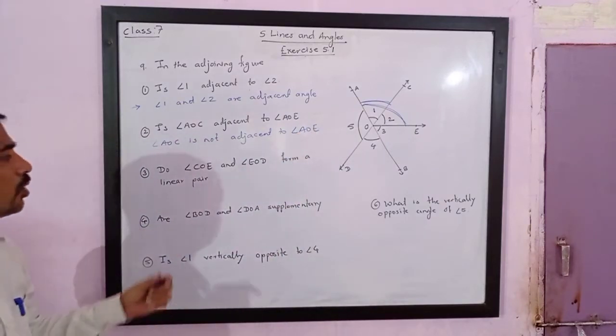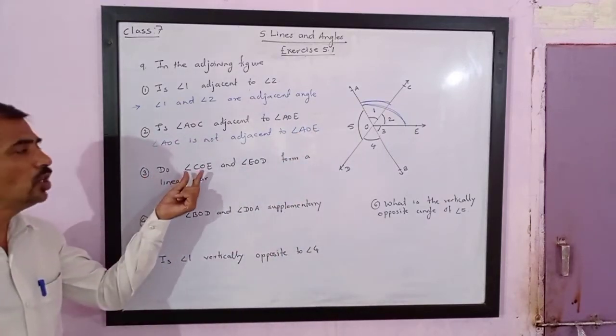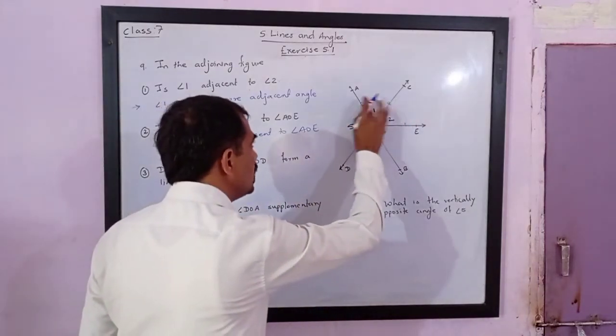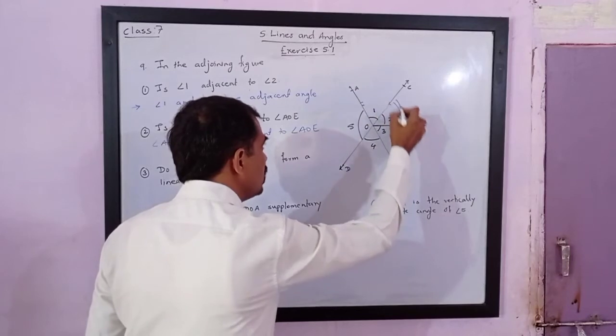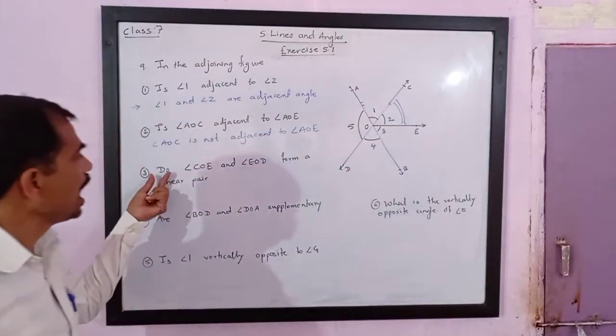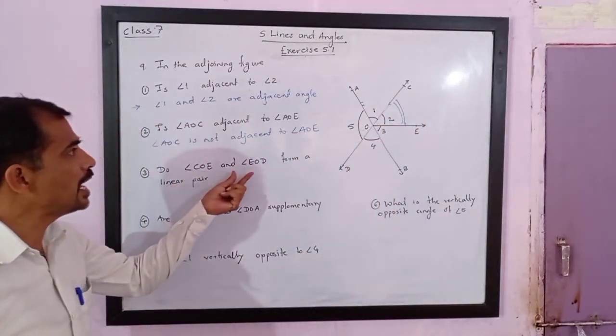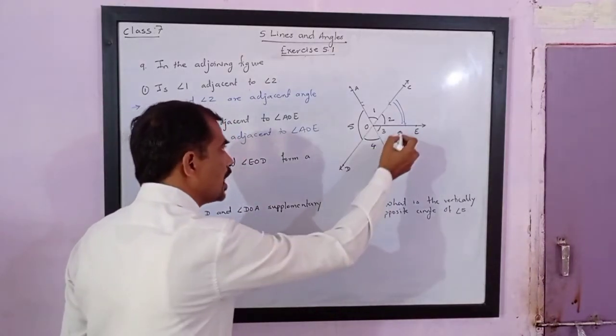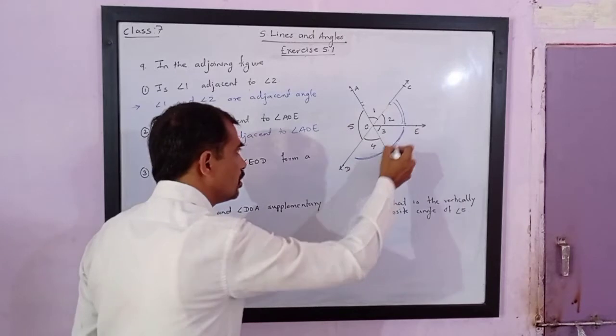Then we have the third question. Do angle COE and angle EOD form a linear pair? Angle COE is this angle, and EOD is this angle.